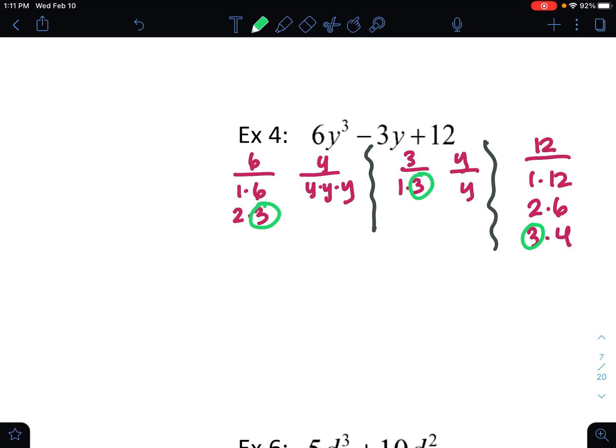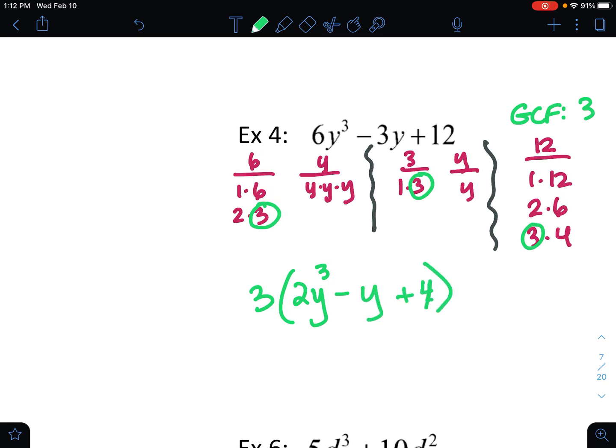Now look at the y's. There are no y's over here. So I can't divide a y out in front because all 3 terms don't have it. So my GCF is just the number 3. So I'm going to have 3, and then I'm just going to divide 3 out of all 3 original terms. So 6 divided by 3 is 2. So all the variables stay. 2y to the third minus y, because 3 divided by 3 is 1, plus 4. And that's my factored answer.